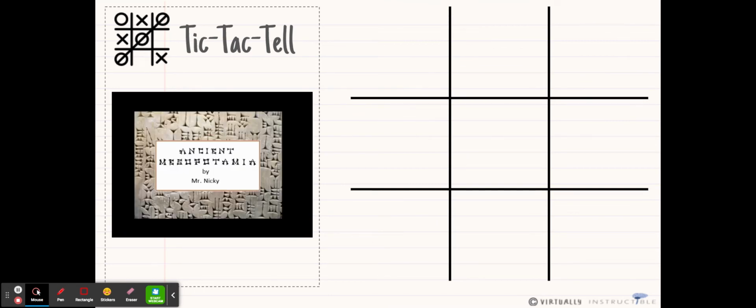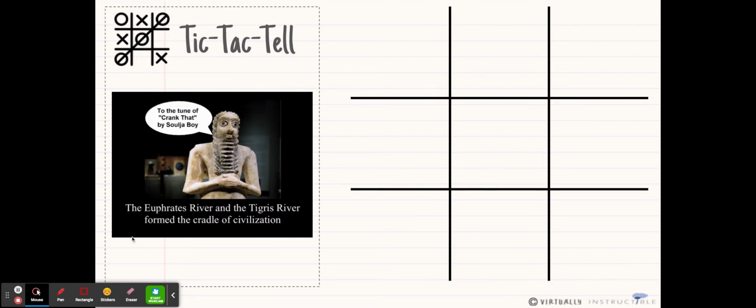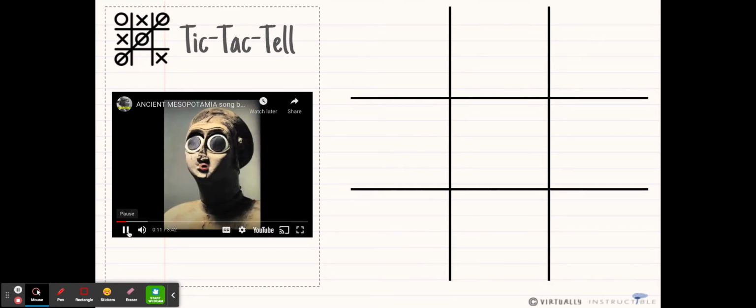About ancient Mesopotamia, the Euphrates River and the Tigris River formed the cradle of civilization.